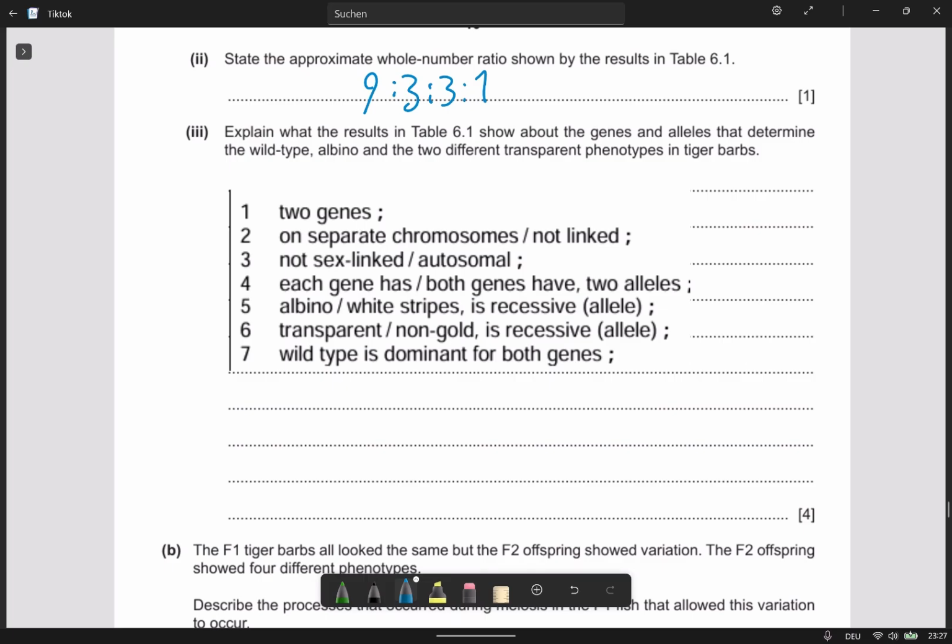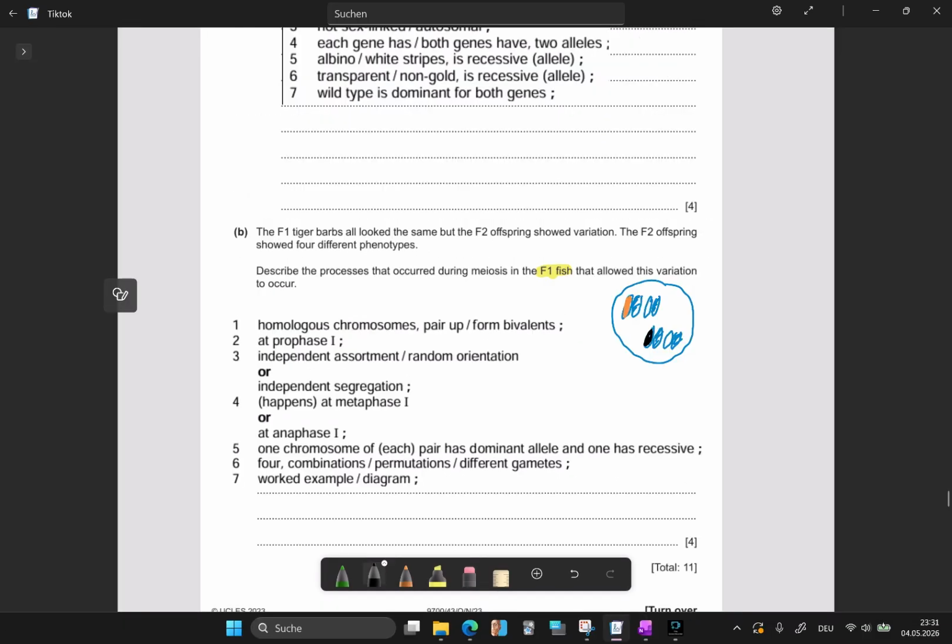Okay, this is a very easy question, but I can see a lot of students struggling with this because they just didn't know what to write. So you simply think about each part: what is the gene, what is the allele for each, wild and albino. Okay, so the tigers from F1 all look the same, but the F2 offspring showed variation. Okay, and this variation occurred during meiosis in the F1. Okay, this allowed the variation.